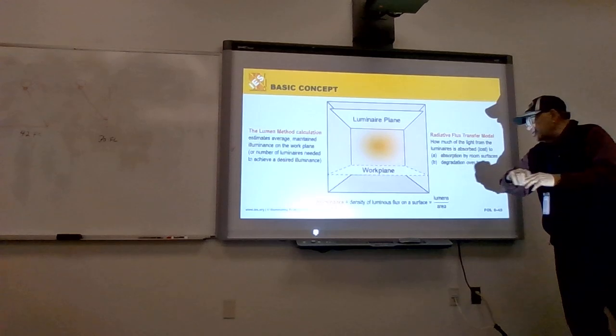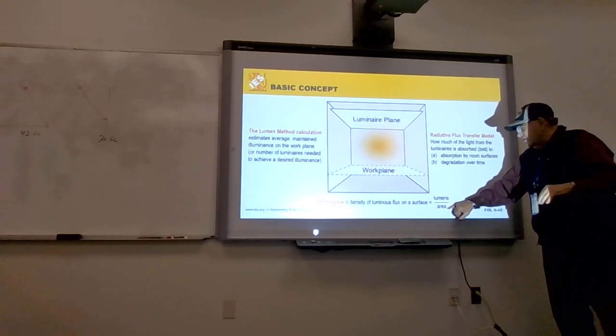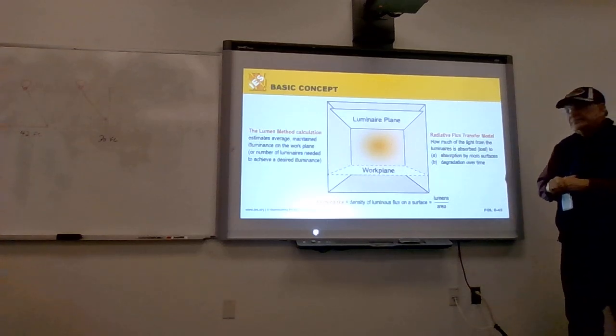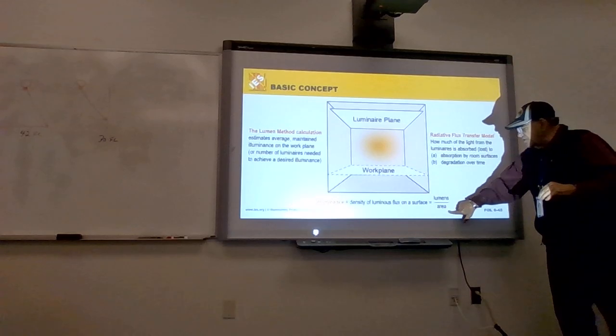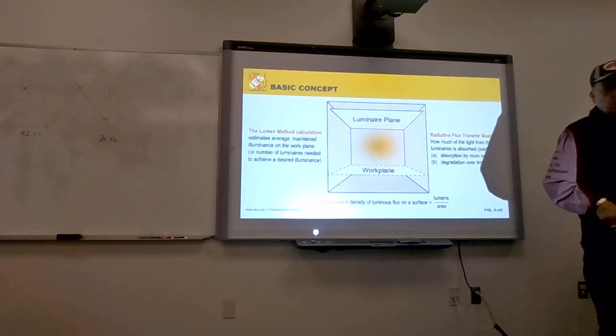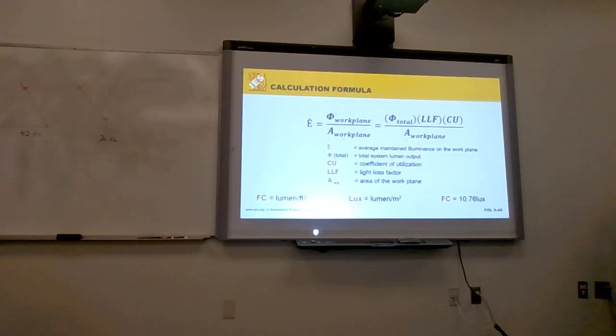So illuminance is equal to the density of luminous flux on the surface divided by the area. Okay, that's the definition of illuminance. Lumens per square foot. Now, holy crap, that looks complicated.